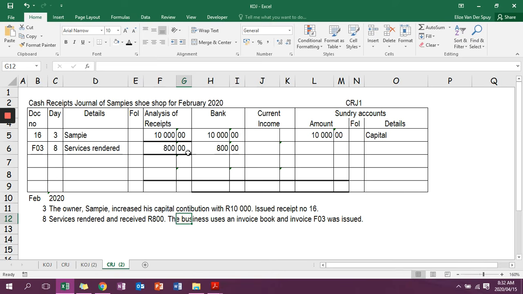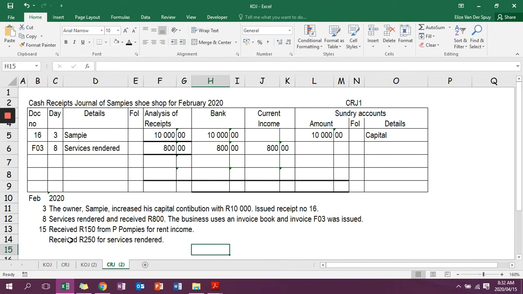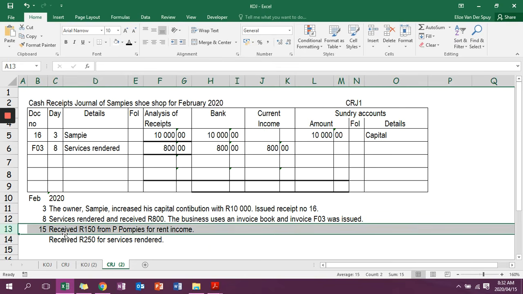Alright, so I have 800 Rand in analysis, and then what was this for? Services rendered, and that is current income, so there is my transaction. On the last day, we have two transactions. So on the 15th, the first one is received 150 Rand from Pierre Pompies for rent income.